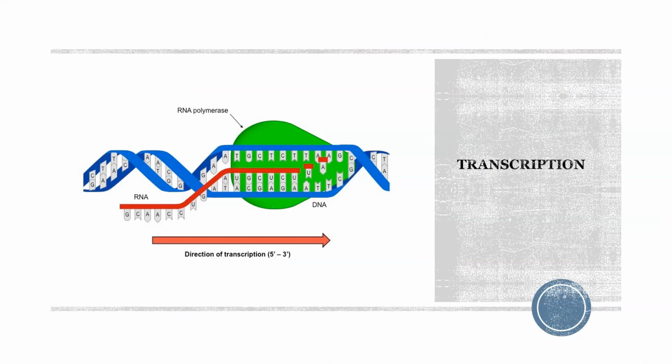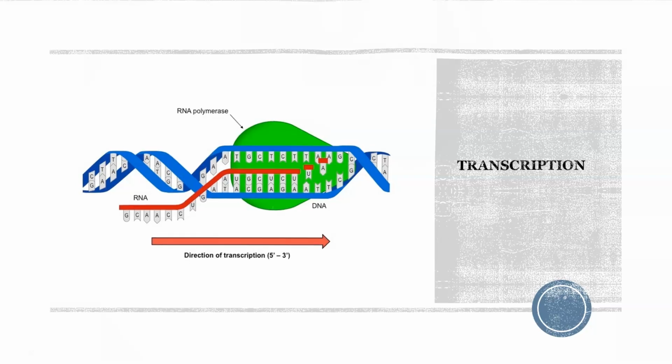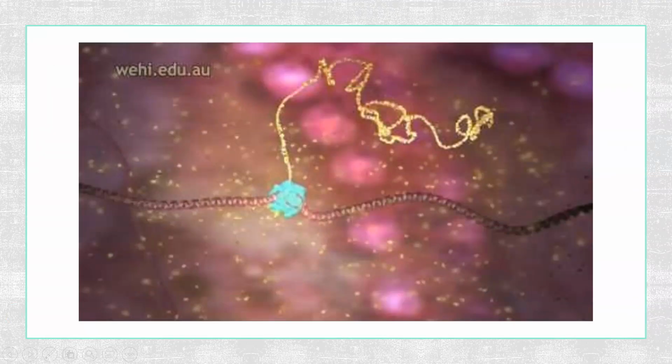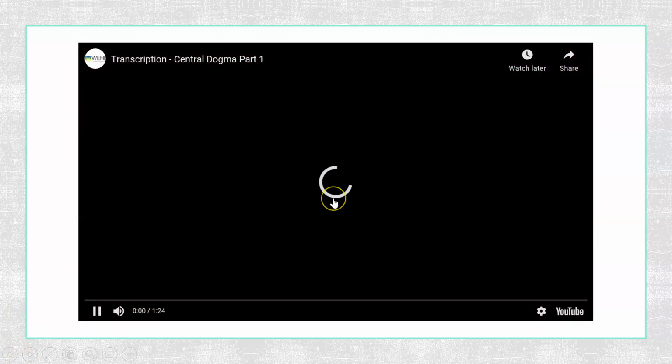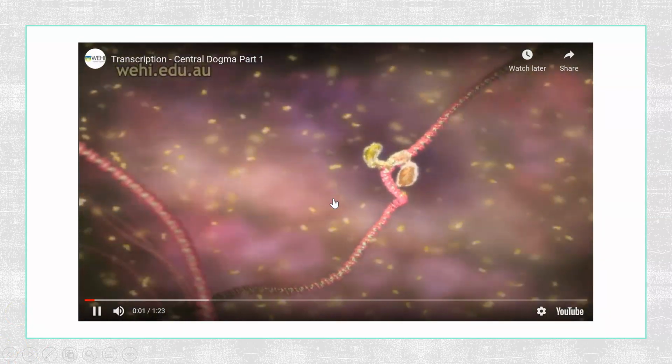Here you can see an image of transcription, and we've got that enzyme here, RNA polymerase. This is what's attaching those RNA nucleotides to the RNA chain, bonding those molecules and making that RNA chain. Let's have a look at RNA polymerase in action.